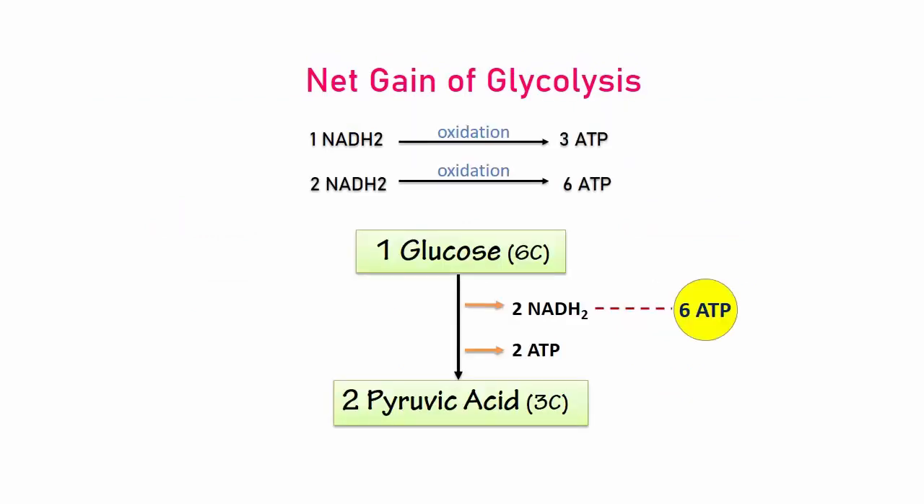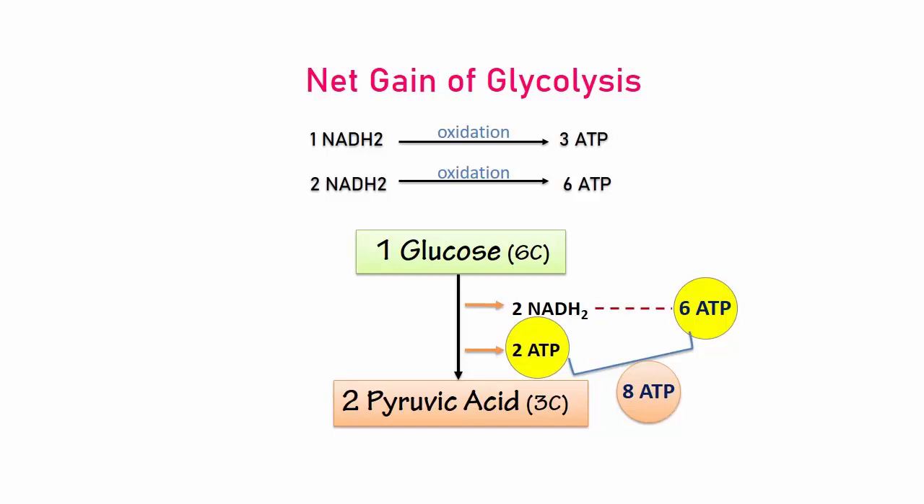In the presence of oxygen, NADH can be reoxidized through the electron transport chain and 3 ATPs form. As two NADH2 molecules are produced during glycolysis, their reoxidation through the electron transport chain generates 6 ATP molecules. So, the net gain of glycolysis is 2 molecules of pyruvic acid and 8 molecules of ATP.